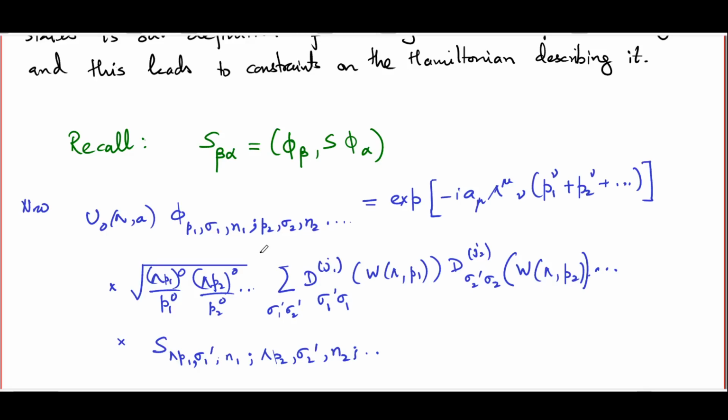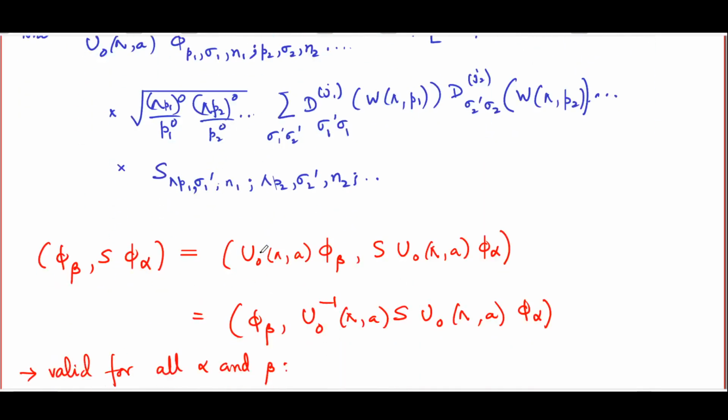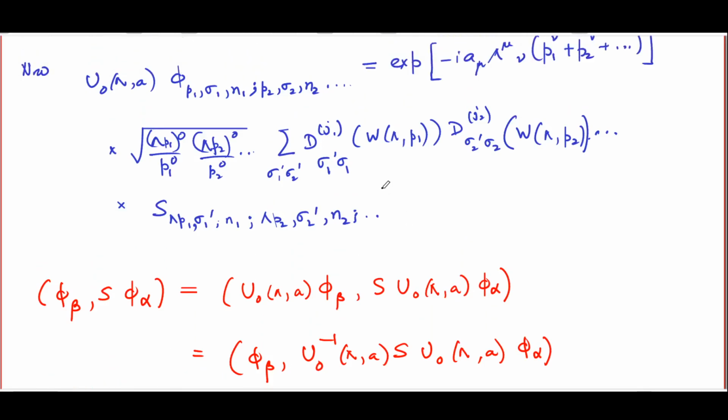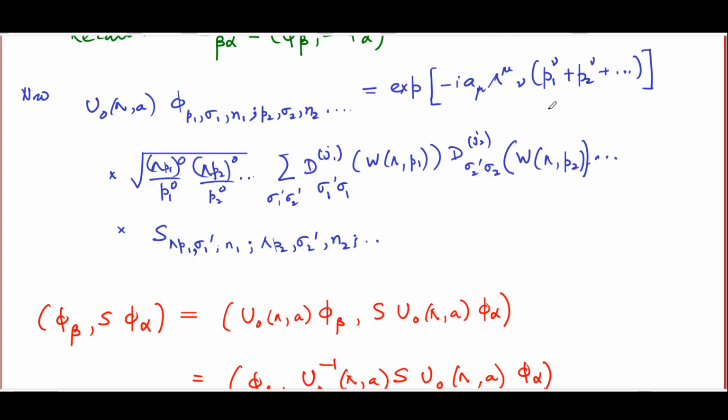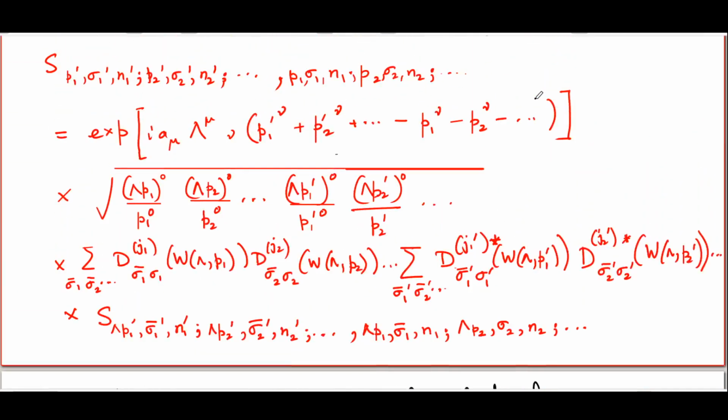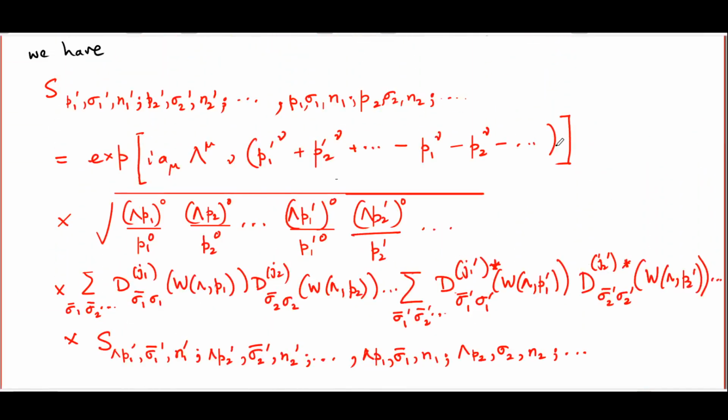And as a consequence, you can easily see that our demand of Poincare invariance can also be written down in this form. Phi beta S phi alpha overlap, our S beta alpha, has to be the same as U0 lambda A phi beta's overlap with S U0 lambda A phi alpha. Note that U0 lambda A acting on phi beta and phi alpha respectively will give us factors which are like these, and when you combine them together you actually get exactly the p factors in S beta alpha which you have in this expression.